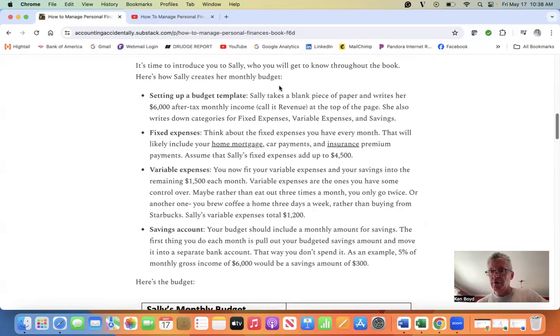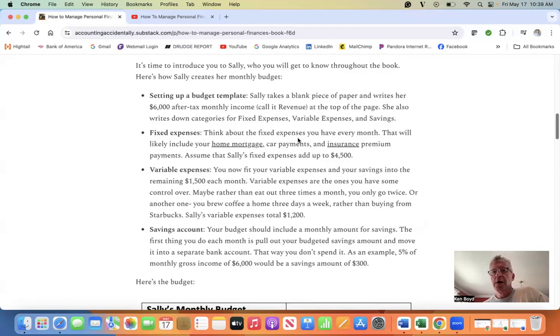Here's how Sally creates her monthly budget. You can do this in Excel, on a piece of paper, or with an app that I'll get to later. She sets up a budgeting template, and she writes her $6,000 after-tax monthly income, call it revenue, at the top of the page. She'll also write down categories for fixed expenses, variable expenses, and savings.